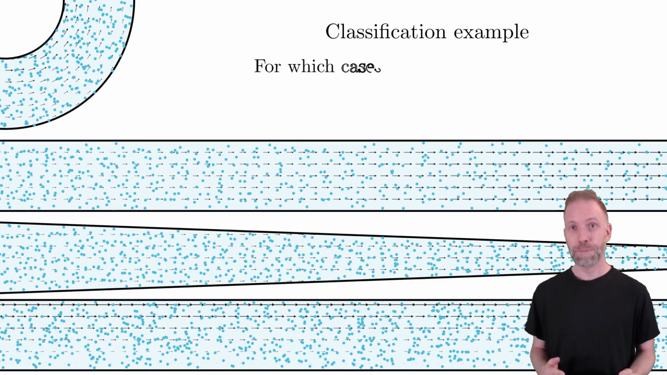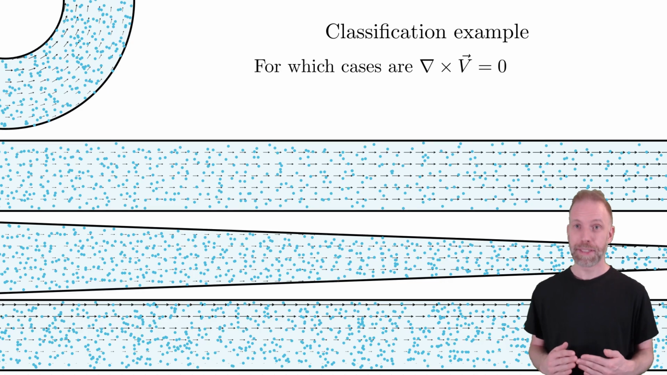In the final example, we are going to check which cases are irrotational, meaning that the curl is 0. The test here is that we should place a cross that can move freely with the flow. If this cross starts to rotate, we have curl. Please pause the video and think about these 4 cases.